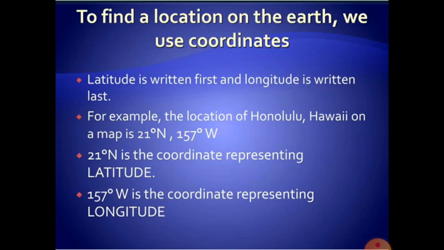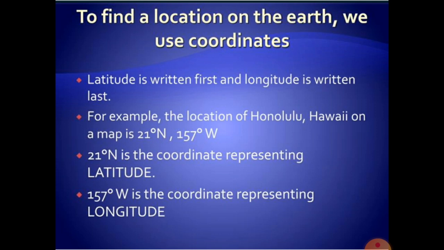Now, coming to the next part: how to find a location on the earth. We use coordinates to find the location or the places on the globe. Now, latitude is written first and longitude is written last. These are the rules for how to write the measurement. Always the latitude will be written first and longitude will be written at last.